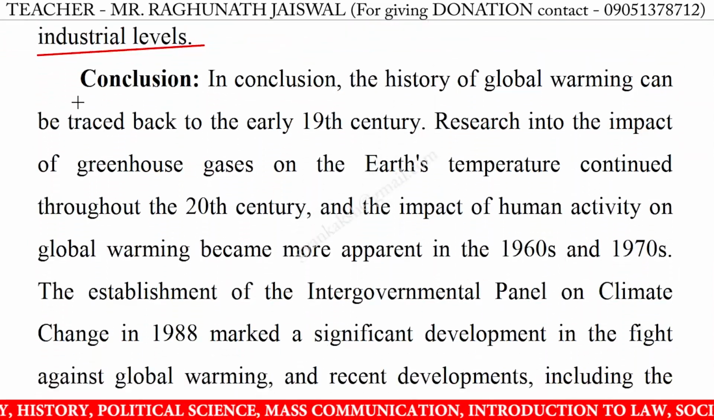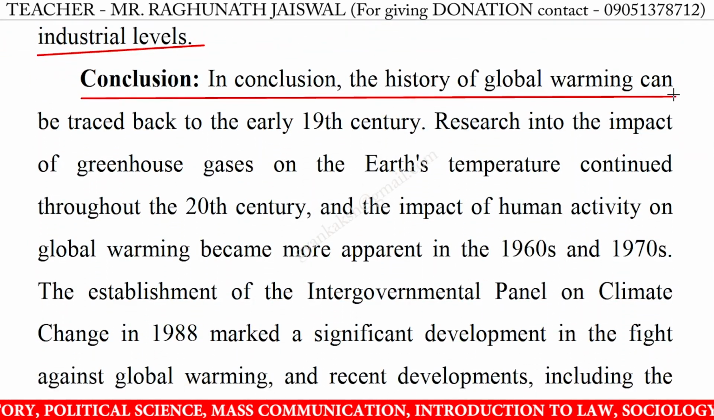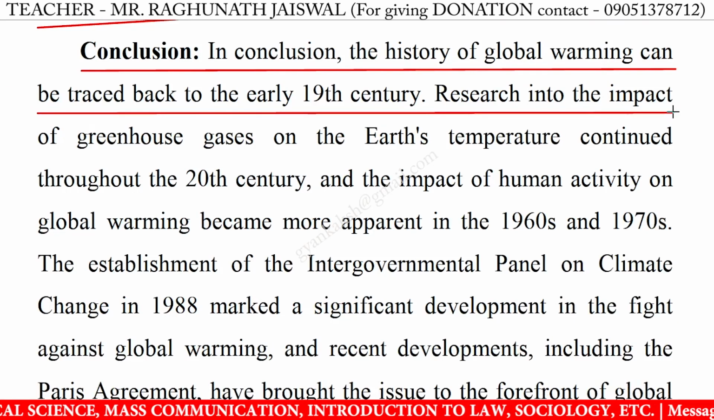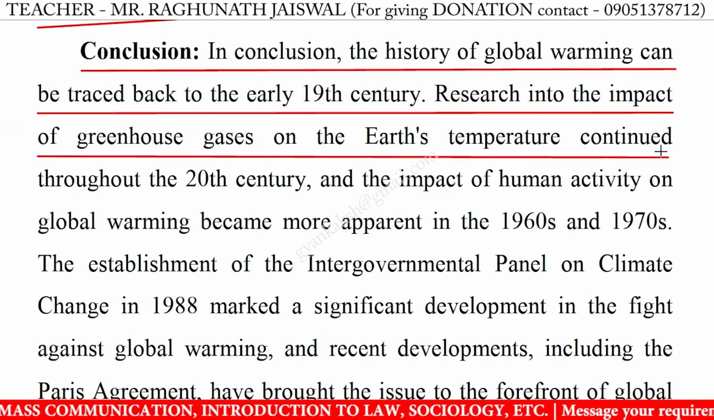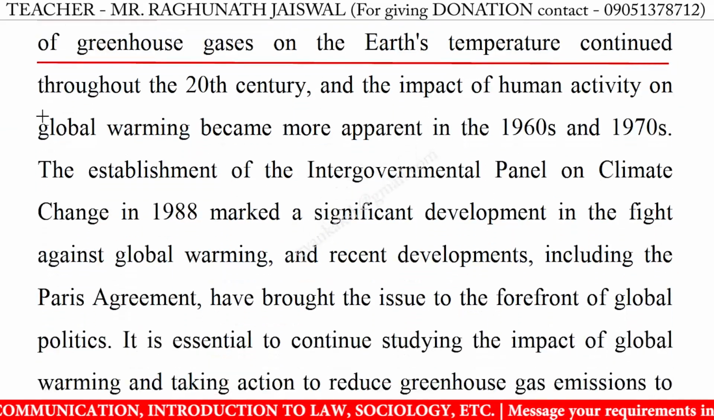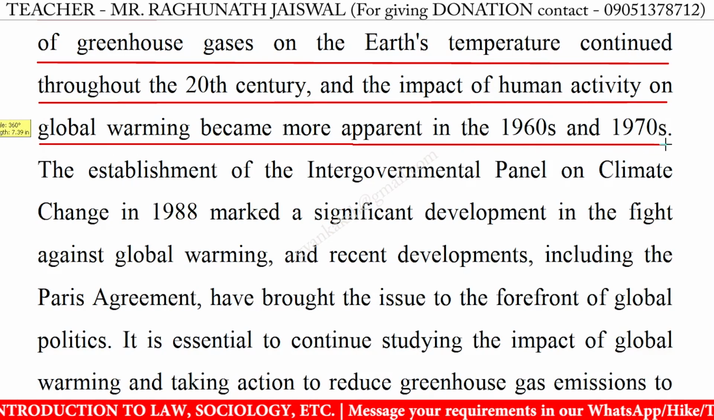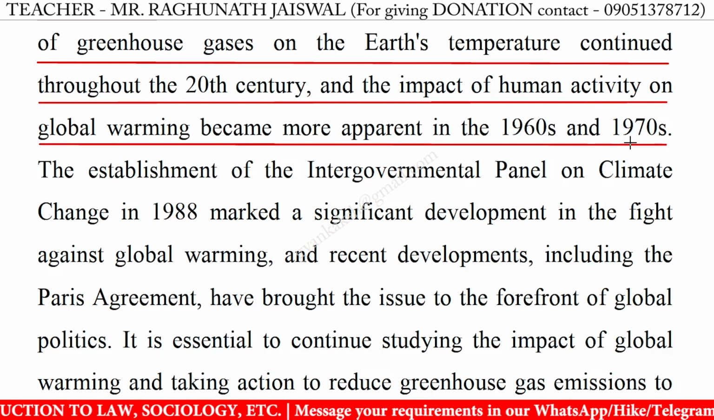Conclusion. In conclusion, the history of global warming can be traced back to the early 19th century. Research into the impact of greenhouse gases on the Earth's temperature continued throughout the 20th century, and the impact of human activity on global warming became more apparent in the 1960s and 1970s.